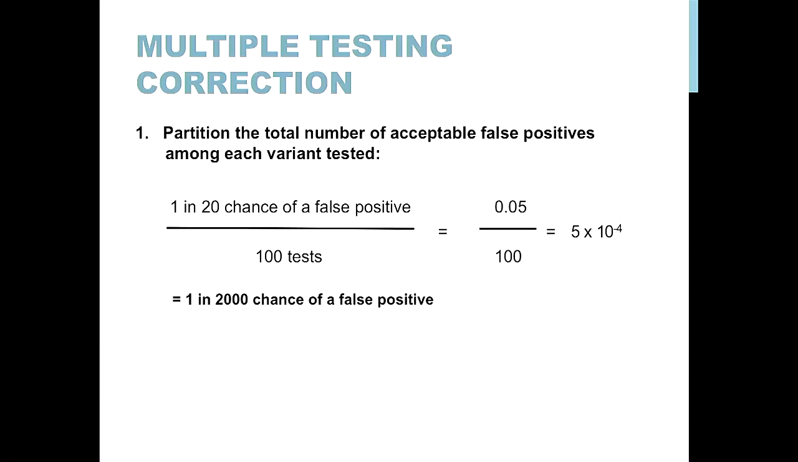The way we do that is we partition the total number of acceptable false positives among each variant tested. So if we say there's a 1 in 20 chance of false positives, and we do 100 tests, we just take 0.05 divided by 100, and we get 5 times 10 to the -4th, which is a 1 in 2,000 chance of a false positive. So if we were doing 100 tests, we would say we need to have a 5 times 10 to the -4th value, a 1 in 2,000 chance of a false positive. It has to be past that significance level in order to say, oh yeah, this is meaningful, this is something we should follow up with when we move on to our next set of tests.